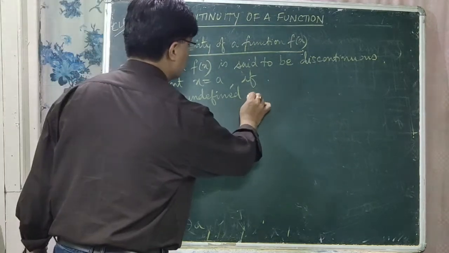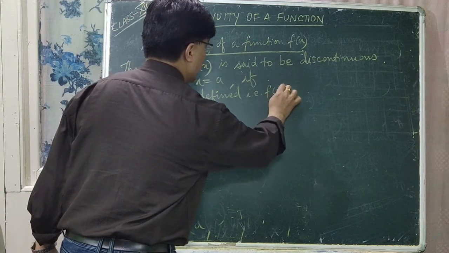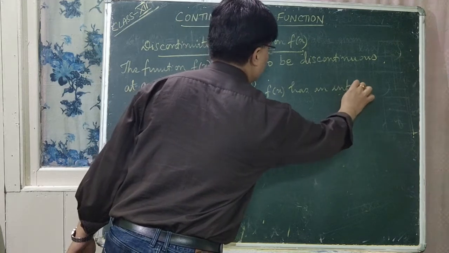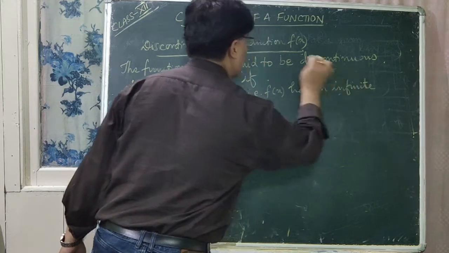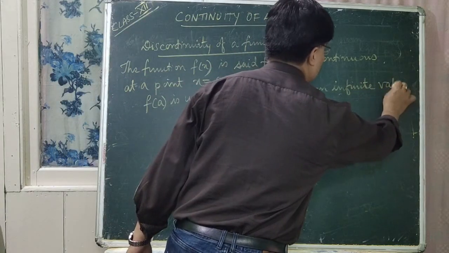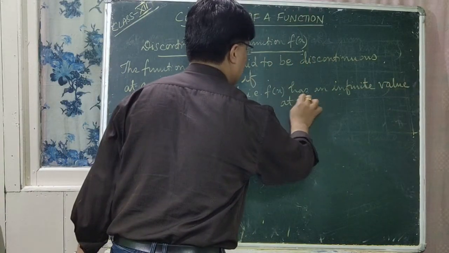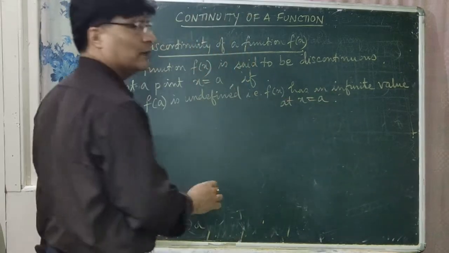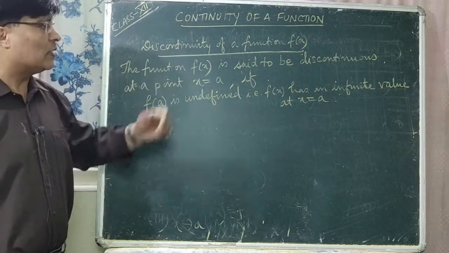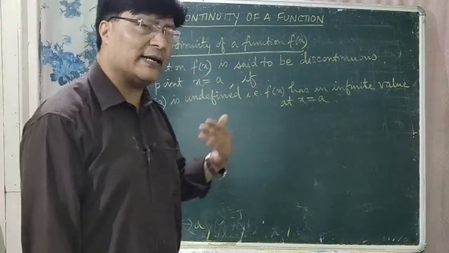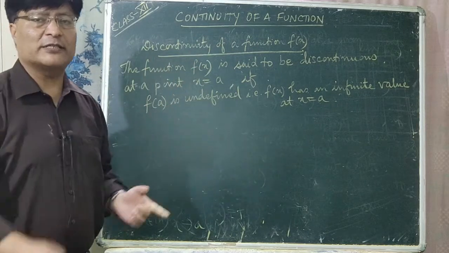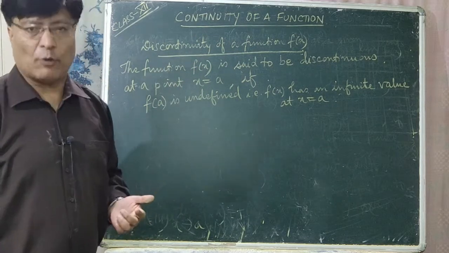That is, f of x has an infinite value. Infinite means undefined. f of x has an infinite value at x is equal to a. So if you get this condition, that is f of a is undefined or f of x has an infinite value at that point x is equal to a, then directly you can write down that f of x is discontinuous at that point.